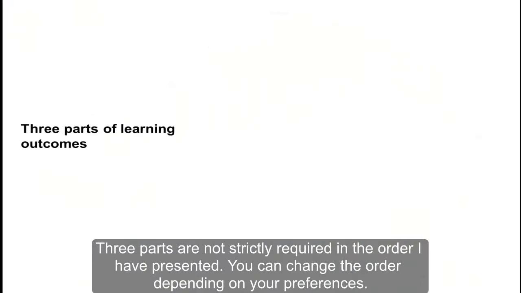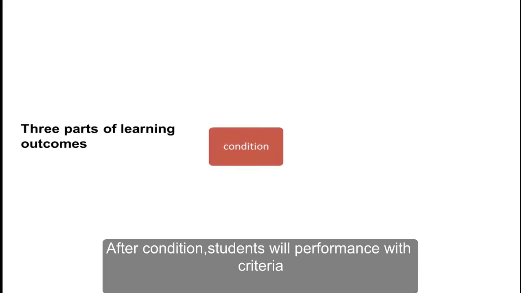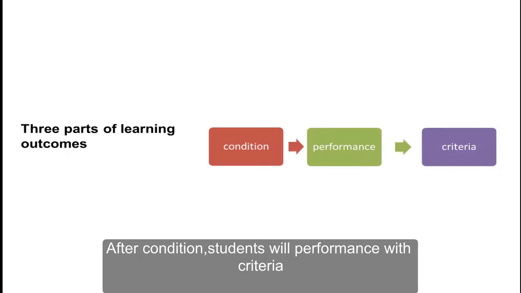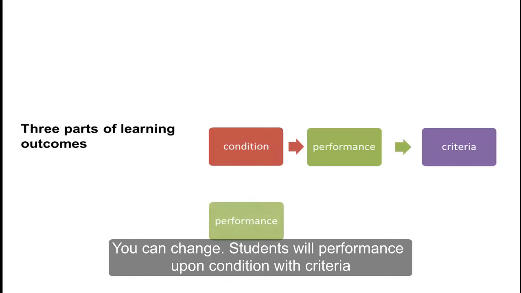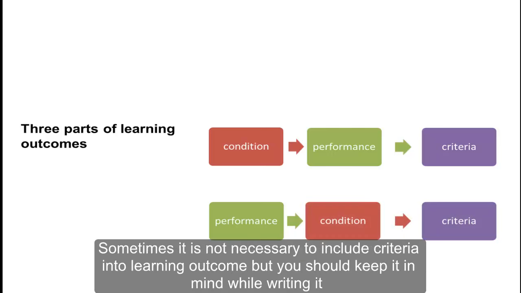The three parts are not strictly required in the order I have presented. You can change the order depending on your preferences. Let's take a look at the examples. After condition, students will performance with criteria. You can change it to: students will performance upon condition with criteria.